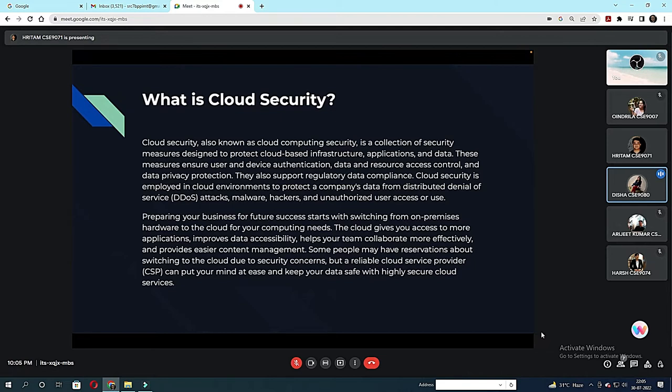Preparing your business for future success starts with switching from on-premises hardware to the cloud for your computing needs. The cloud gives you access to more applications, improves data accessibility, helps your team collaborate more effectively, and provides easier content management. Some people may have reservations about switching to the cloud due to security concerns, but a reliable cloud service provider, CSP, can put your mind at ease and keep your data safe with highly secure cloud services.